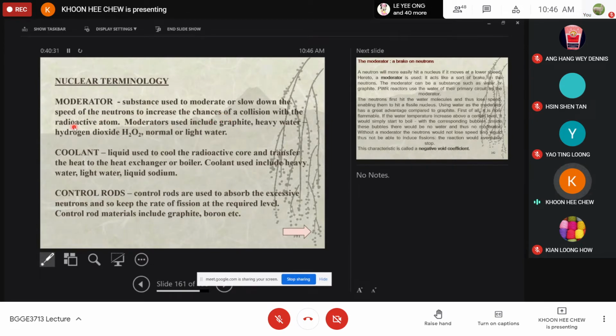Okay, with the radioactive atom. Moderators used include graphite, heavy water, hydrogen dioxide, normal or light water. Okay, so this is a moderator. And then coolant is a liquid used to cool the radioactive core and transfer the heat to the heat exchanger or boiler. Coolants used include heavy water, light water, and liquid sodium.